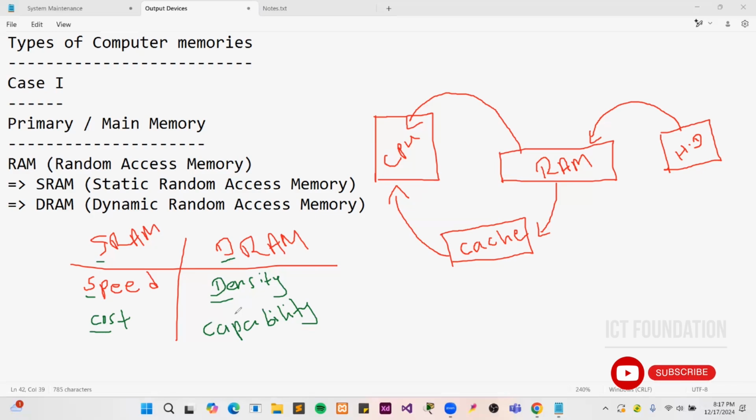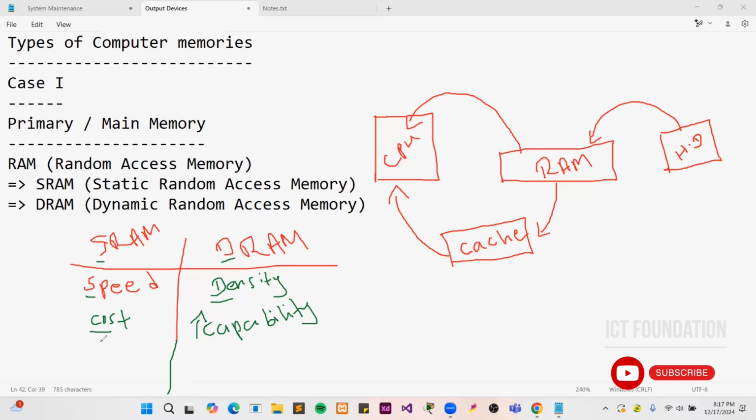So the general term you have to identify is capability. Once you increase the capability, the speed will be reduced. If you have a high speed storage device, then the capacity will be reduced. So they change vice versa. So DRAM has higher capacity than SRAM. This is the next difference we have to see.